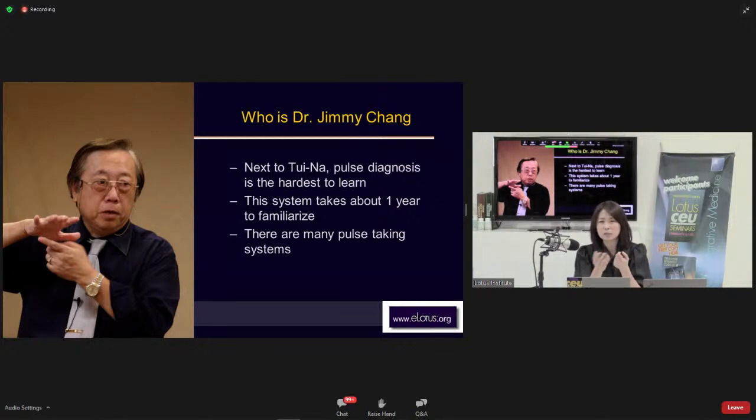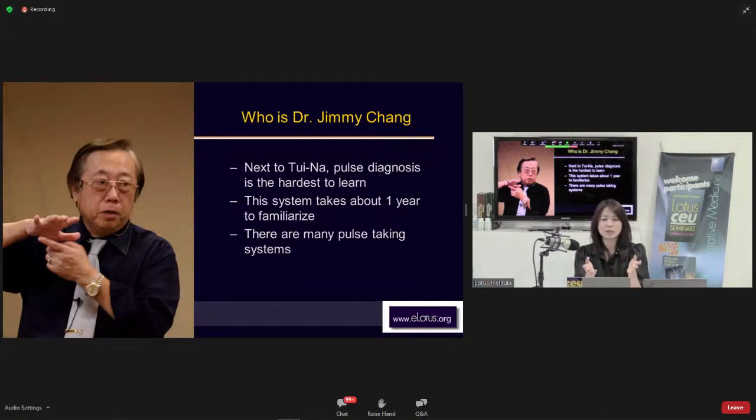So that's why it's always good, if you're in a class for Tui Na or for pulse diagnosis, to become the demo patient, to feel what the teacher is trying to feel, right? In pulse diagnosis, as he takes your pulse and tells you what you have, you can take your own pulse and see if what you feel matches what he feels.